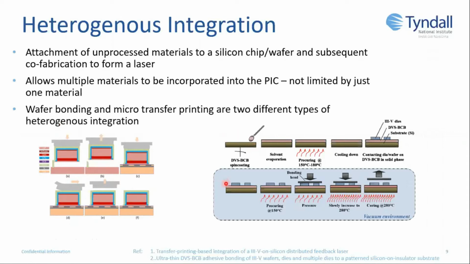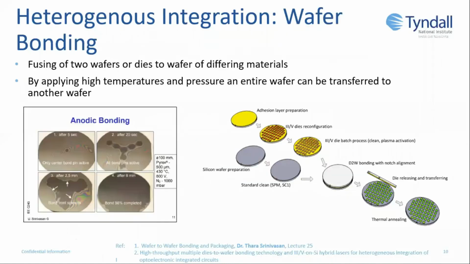To the right here is an example of die to wafer bonding. Dies are the pieces of the wafer, and each die contains multiple PICs. Wafer bonding can be through die to wafer bonding or wafer to wafer bonding. Wafer bonding is essentially fusing two wafers, or dies to wafer, by applying high temperatures and/or pressure. There are many different ways of wafer bonding. Anodic bonding is when the two wafers are heated and an electric field is applied.